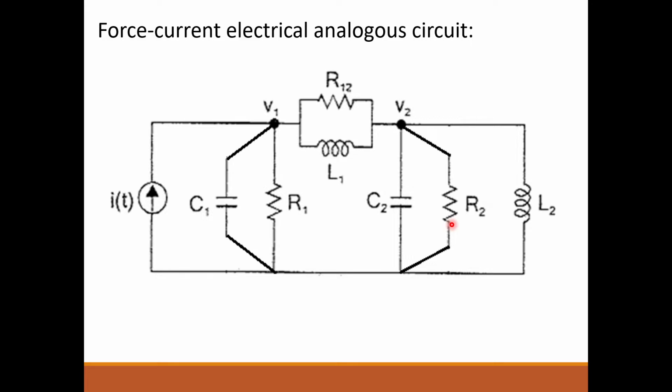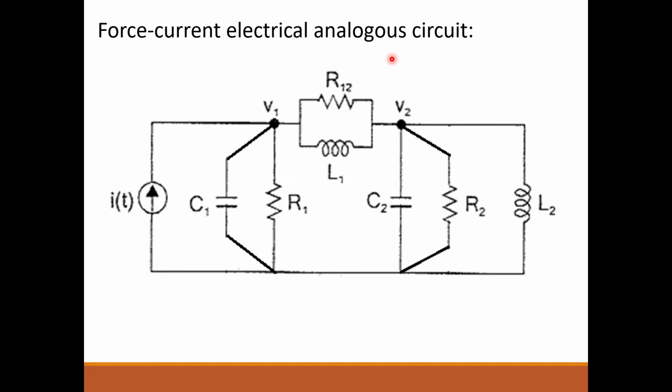Another opposing force at mass 2 is B2. Connect R2, since 1 by R2 is analogous to B2, to node 2. Next, another opposing force is K2, so connect L2, since 1 by L2 is analogous to K2, to node 2. Now join all these elements together. Join I of t, C1 and R1 at a common point. Join C2, R2 and L2 at a common point and join them together.